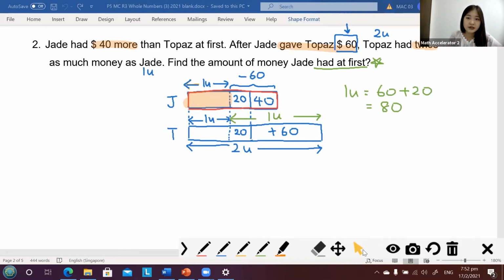Okay, think again, at first. A lot of you saying red. Those of you who didn't say red, think again at first. It should be red, because Jade at first, she has not given the 60 away. So she has everything here. So that will be the 1 unit. Okay, Jade at first.